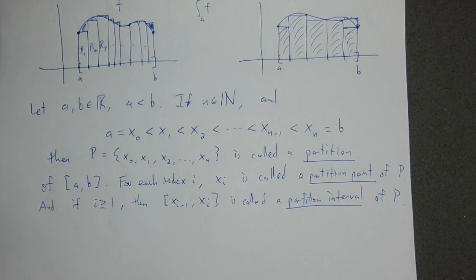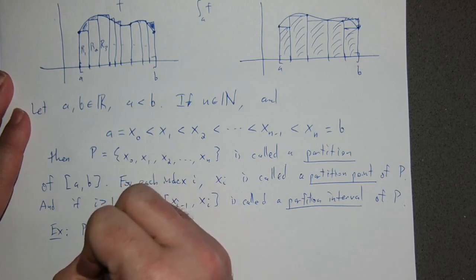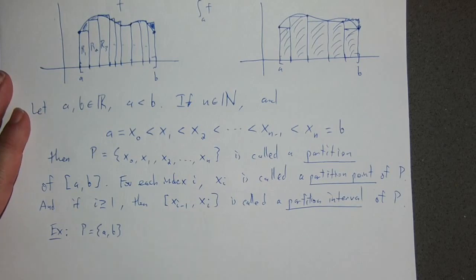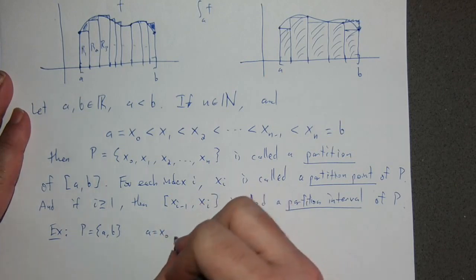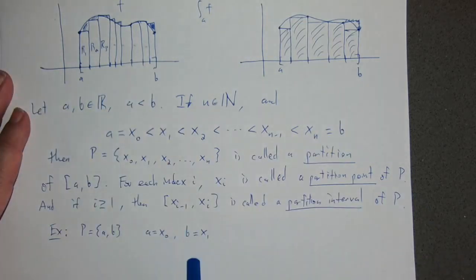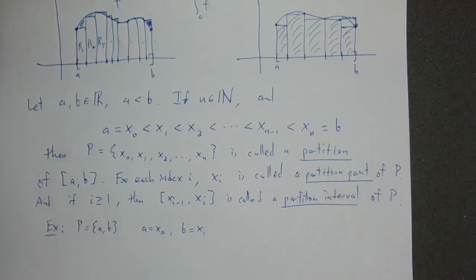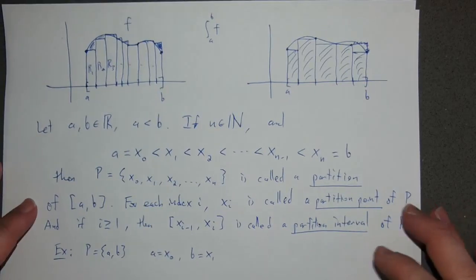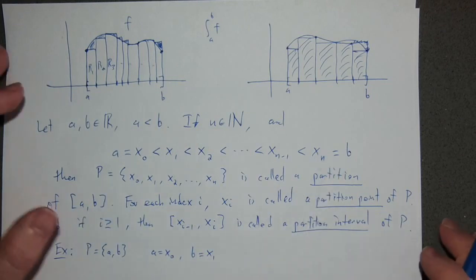Now you might note that the simplest partition possible is a partition with two partition points a and b. So for example, what if my partition is just {a, b}, right? So a is x naught and b is x sub 1. Since a is less than b, x sub naught is less than x sub 1, and so it's partitioning my closed interval into a single piece, right? Okay, so the idea here is, of course, partitioning this into a bunch of disjoint pieces.